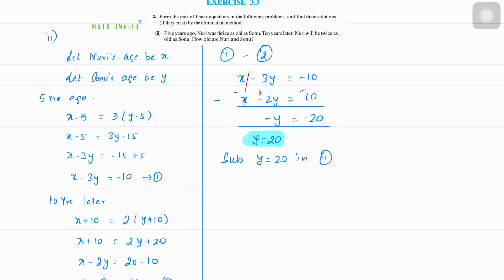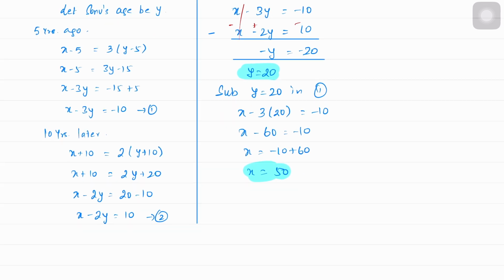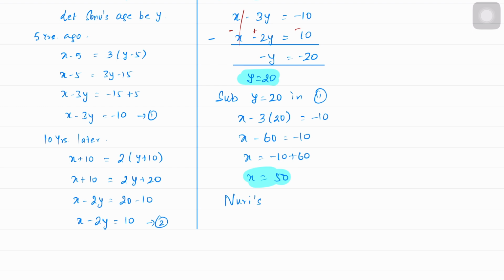Now we'll substitute y equals 20 in equation 1. So x minus 3 times 20 equals negative 10. So x minus 60 equals negative 10, or x equals negative 10 plus 60, x equals 50. So we have found the values, and the answer is Noori's age, which is x, equals 50 years and Sonu's age, which is y, equals 20 years. So this is our answer.